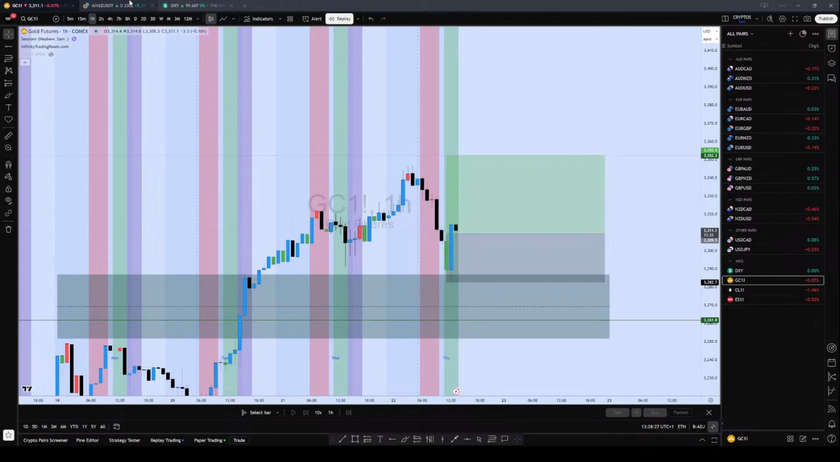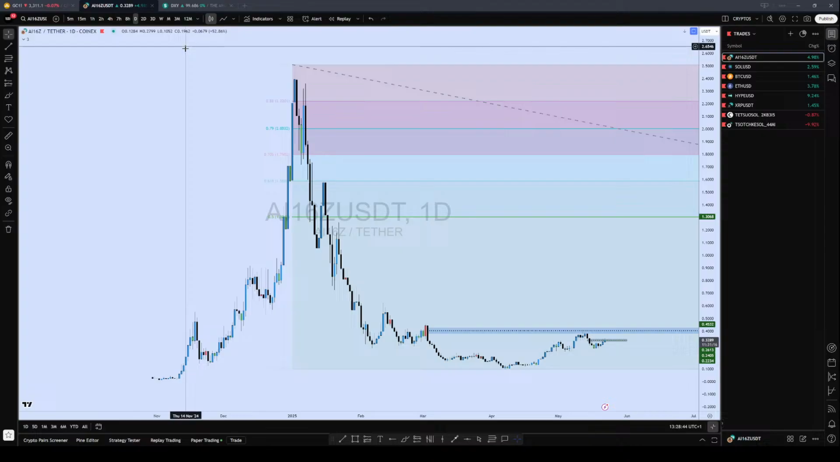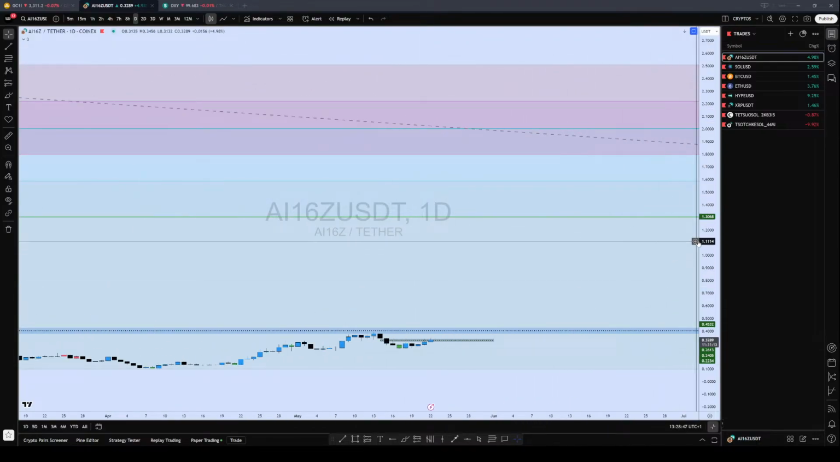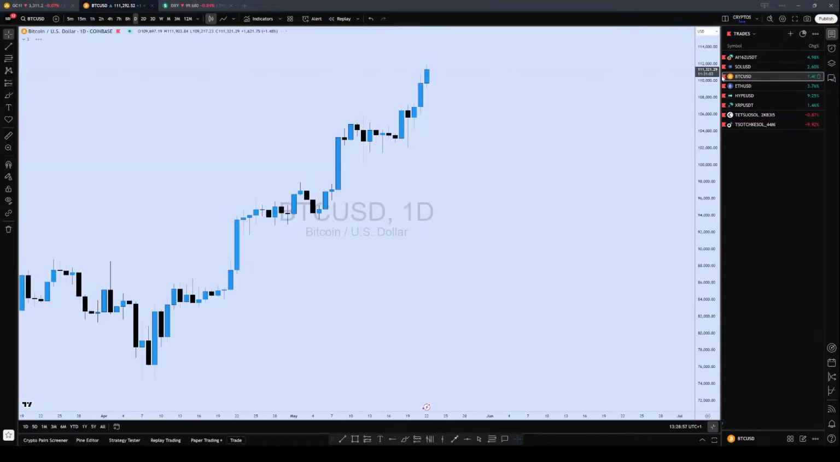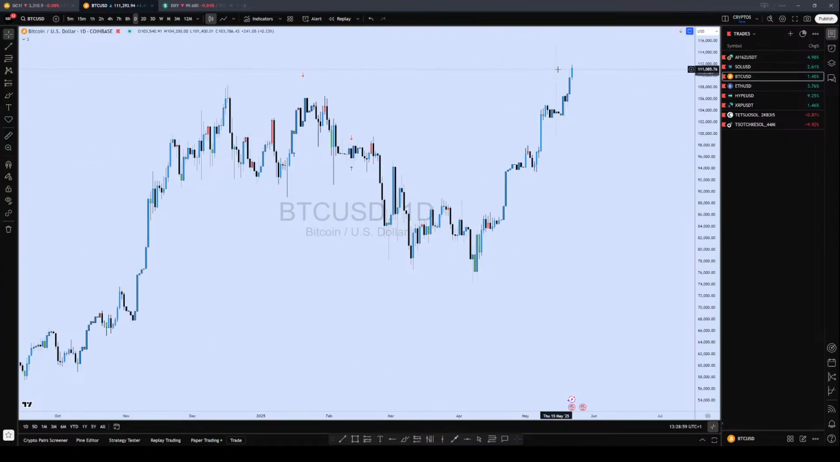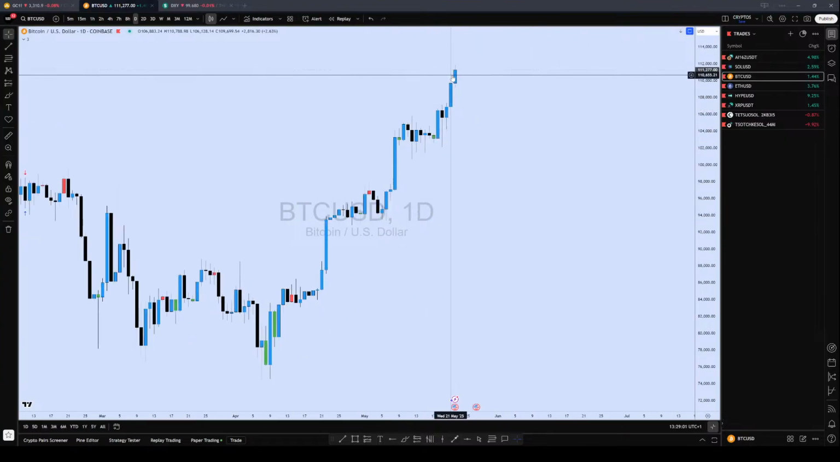Okay, let's move on to the cryptocurrencies. Okay, so far AI16 is still struggling to go above this gap, but you know, I think we will trade through it because Bitcoin, almighty Bitcoin, has made all-time highs again, as we wanted to see.